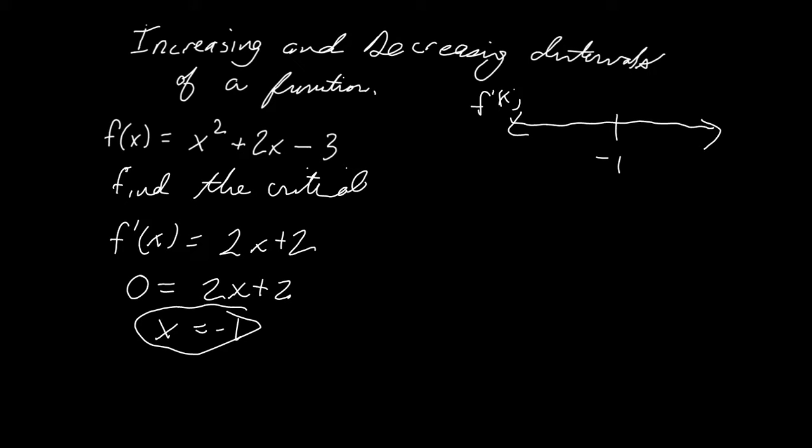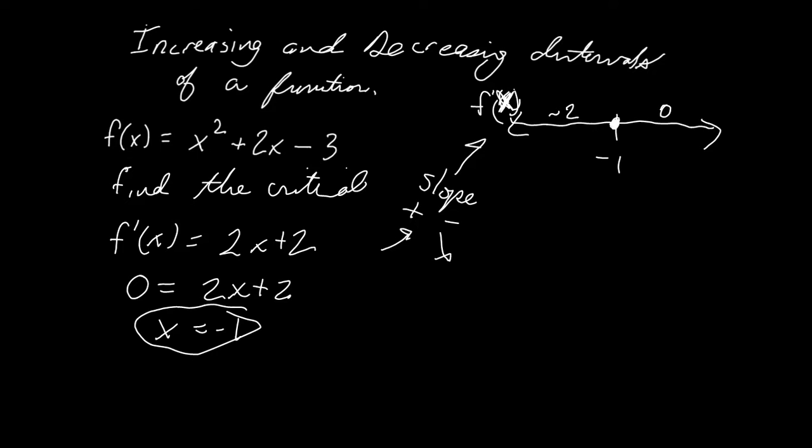Now this is a number line for f prime of x. Let's keep in mind that f prime of x represents the slope. So slope positive means it's going up. Slope negative means it's going down. So if we pick values around this negative 1, we can test to see if the slope is positive or negative. So what I mean by that is let's pick some easy test values. So negative 2 is on this side of negative 1 and 0 is on this side.